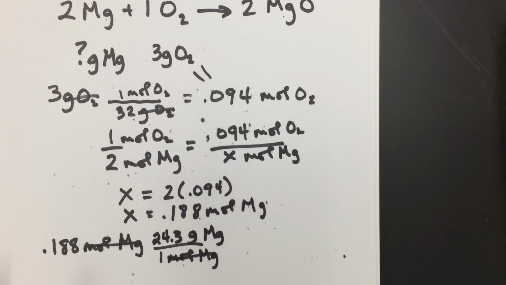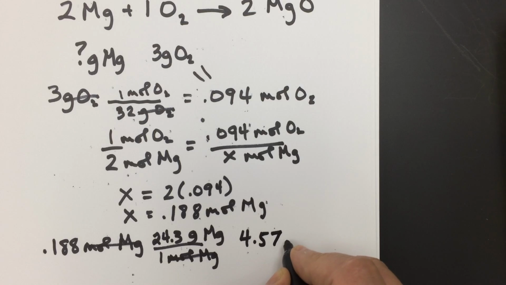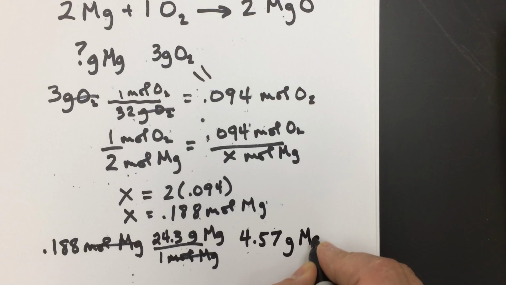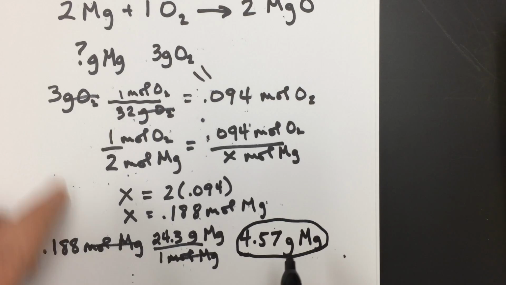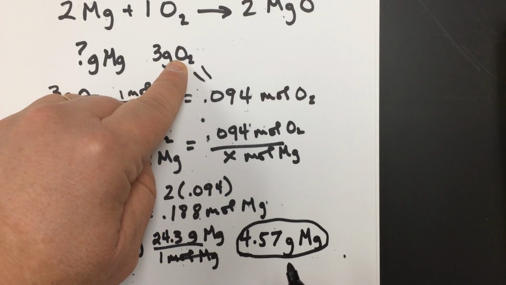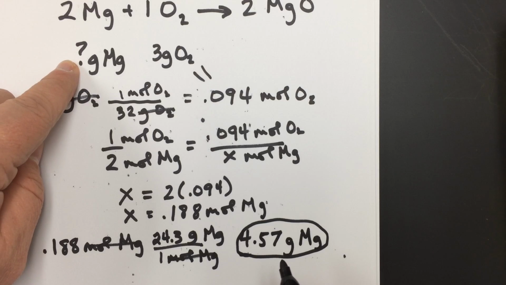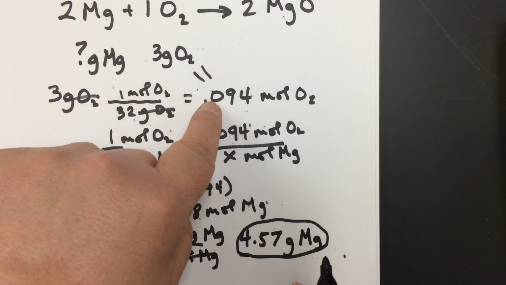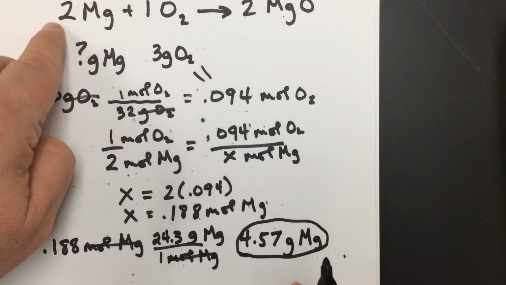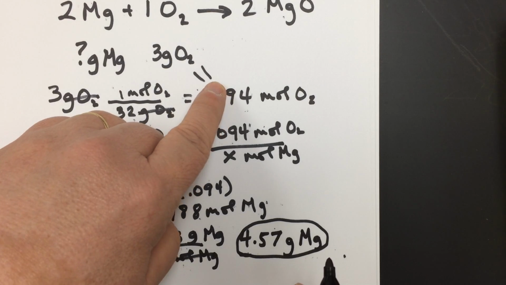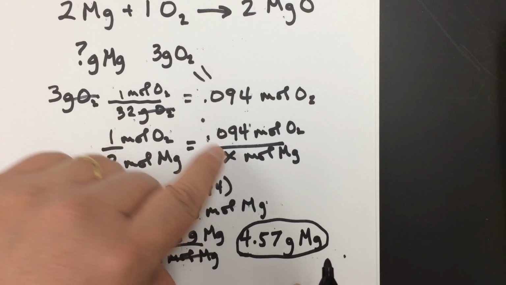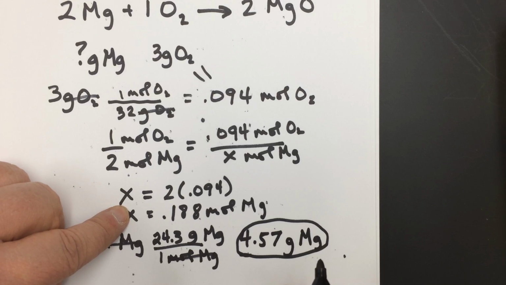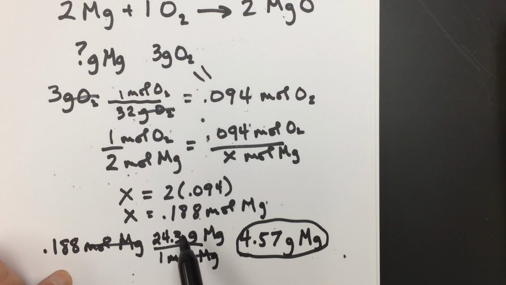So 0.188 times 24.3 gives me 4.57 grams of magnesium. And that's what I was asked to find. I gave you a certain amount of grams, and then I asked for a certain number of grams. Okay, so I went from grams to moles. Once I had moles, I went through the relationship oxygen to magnesium 1 to 2. Moles of oxygen 0.094 to I don't know. Solved it. Now I'm in moles, and now I have to go from moles through the periodic table to get to grams.